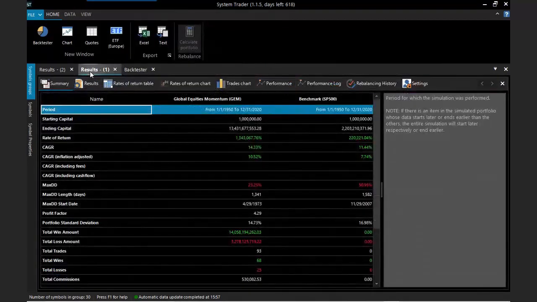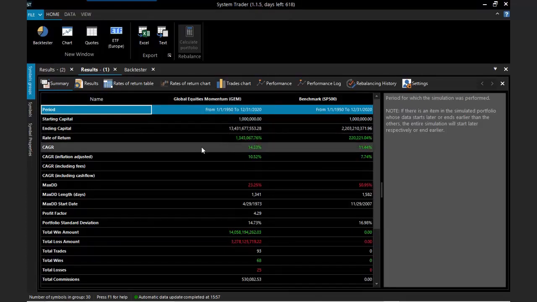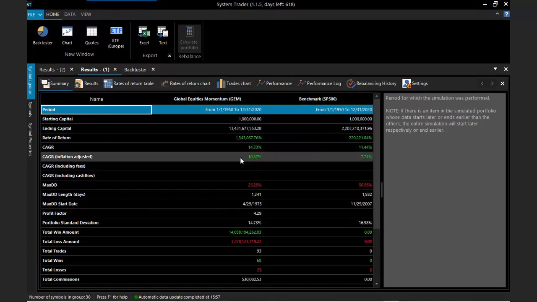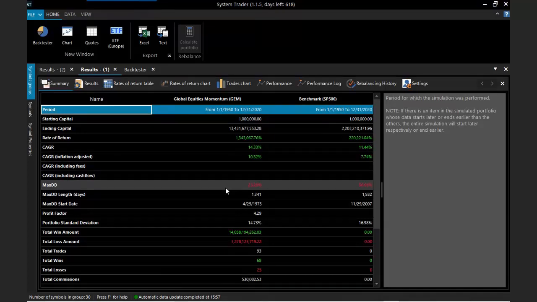I made a simple backtest here in my software. From 1950 to the end of 2020, we can see that the GEM strategy was giving us around 14% each year on average, which is beating the S&P 500 index. But also, what is very important is that the maximum drawdown is much smaller than in the case of the S&P 500. By the way, this value is based on monthly data. If we were using daily data, this drawdown is deeper, around 30%.